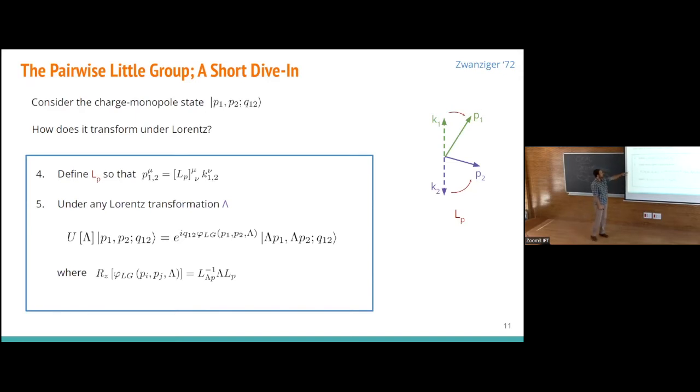We can define a canonical Lorentz transformation that takes us back and forth from the center of mass momenta to any other frame. And it's easy to show that in this case, the way Lorentz transformations are represented in this generic P1, P2 state is by a transformation that involves the pairwise little group phase here, which is defined in this manner. This is called Wigner's trick of induced representations.